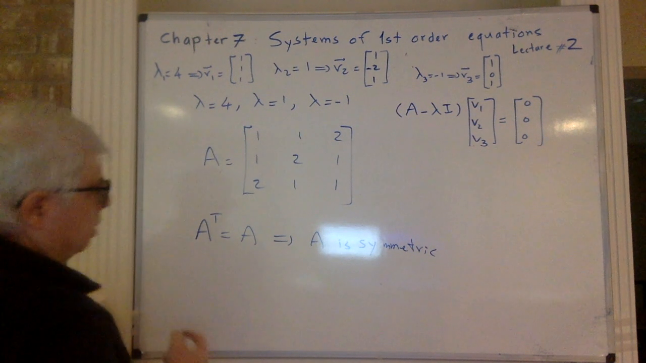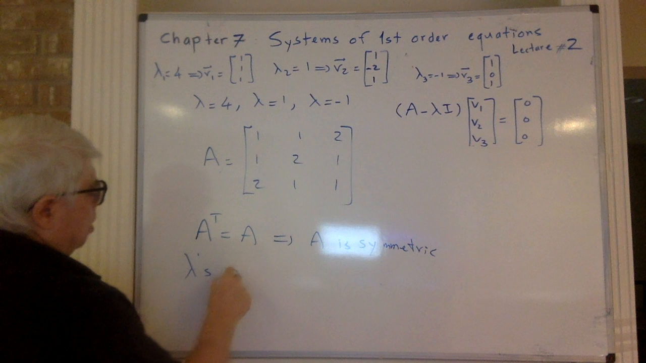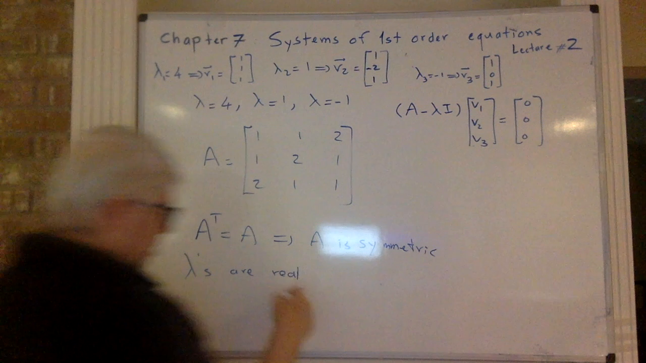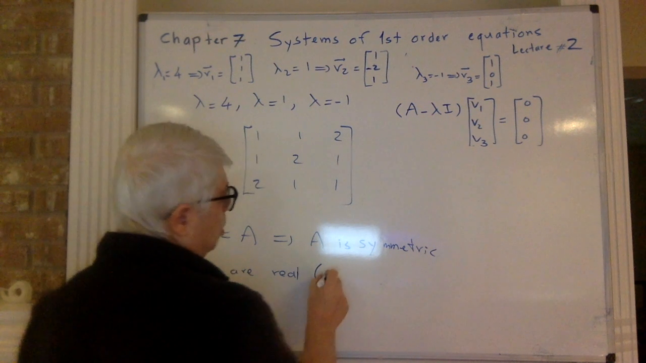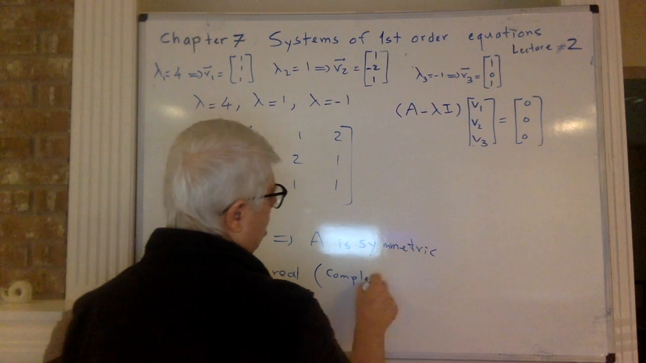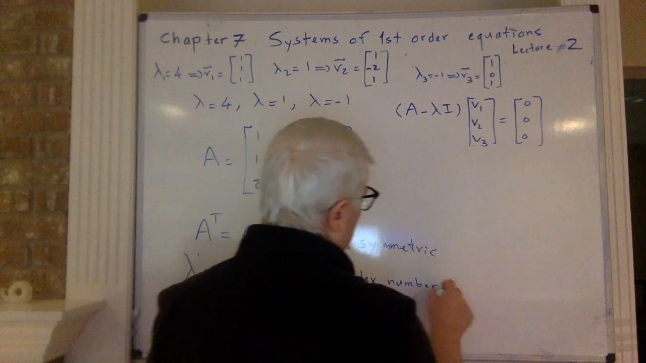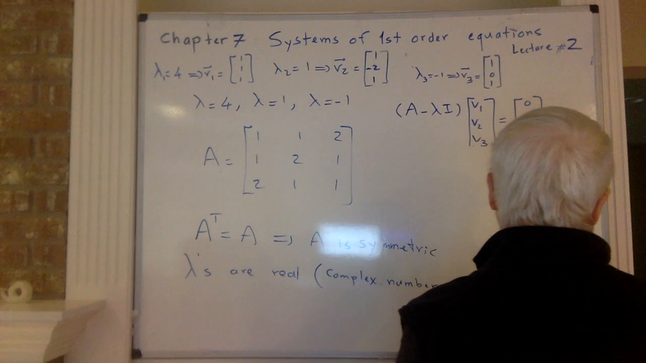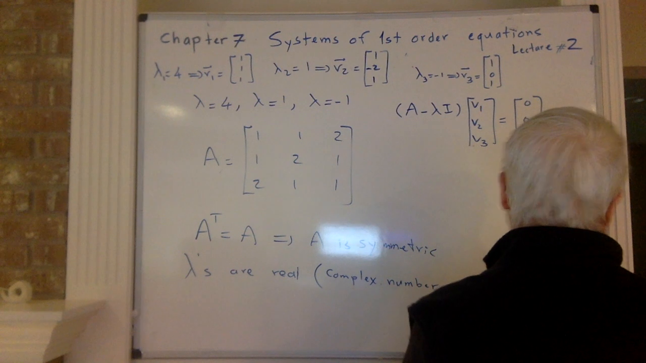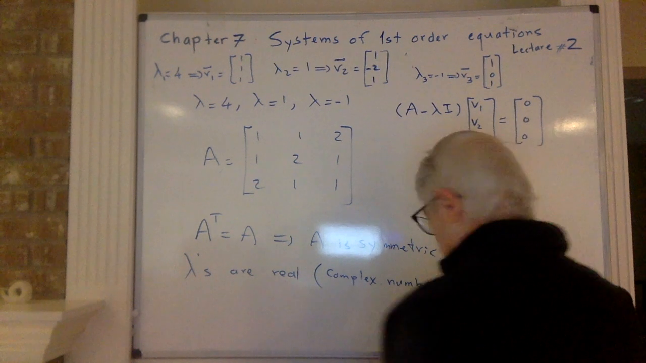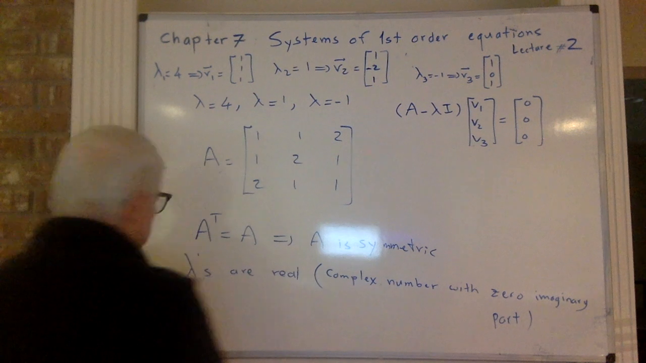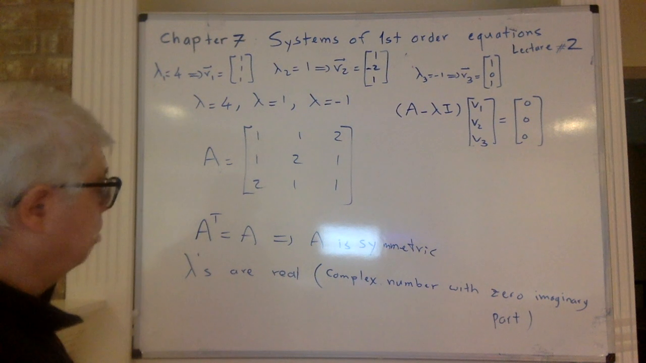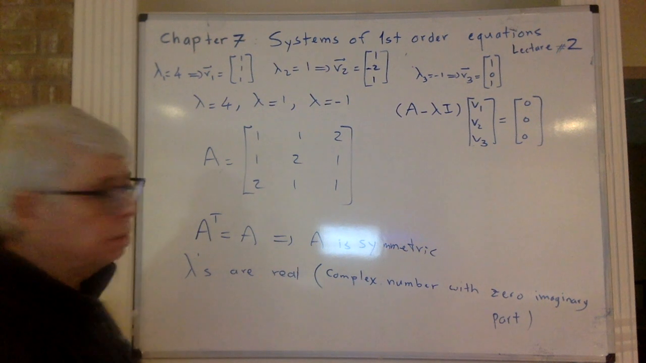So we saw two things. Lambdas are real. Well, because we are dealing with complex numbers, we can say it is a complex number with 0 imaginary part. Okay. Complex number with 0 imaginary part. So that's one thing which I will show you why this happens. Any symmetric matrix has this property.